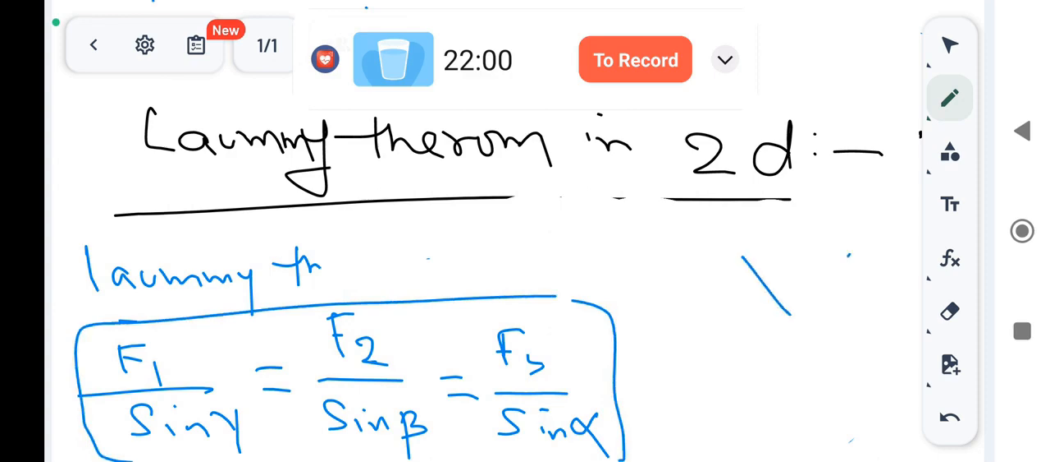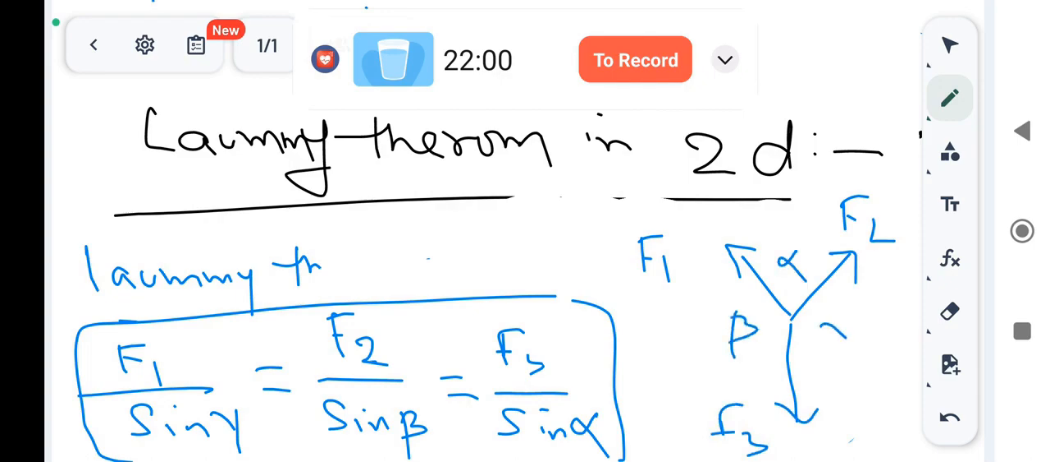Now the intersection of forces is this. This is F1, F2, F3, alpha, beta and gamma. And this is the Lamy theorem. F1 upon the sine of its opposite angle, which is gamma. Therefore F1 upon sin gamma equals F2 upon sin beta, equals F3 upon sin alpha. This is the Lamy theorem, must be remembered.